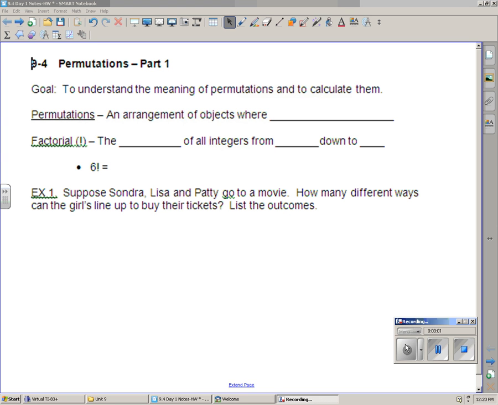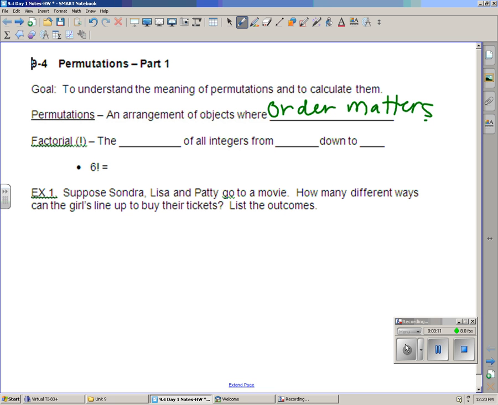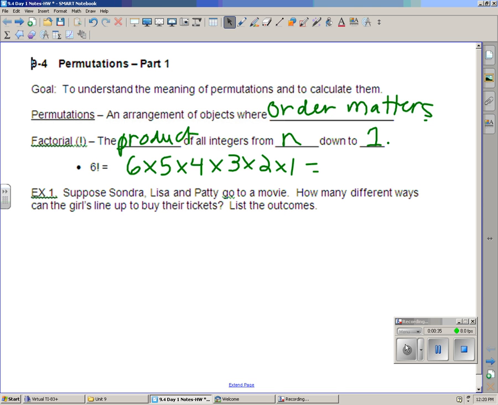Okay, so permutations. It's an arrangement of objects where order matters. A factorial is the exclamation point, and that's going to be the product of all integers from n, the number given to you, down to 1. So 6 factorial just means 6 times 5 times 4 times 3 times 2 times 1. And on the calculator, you can definitely multiply all of that out.